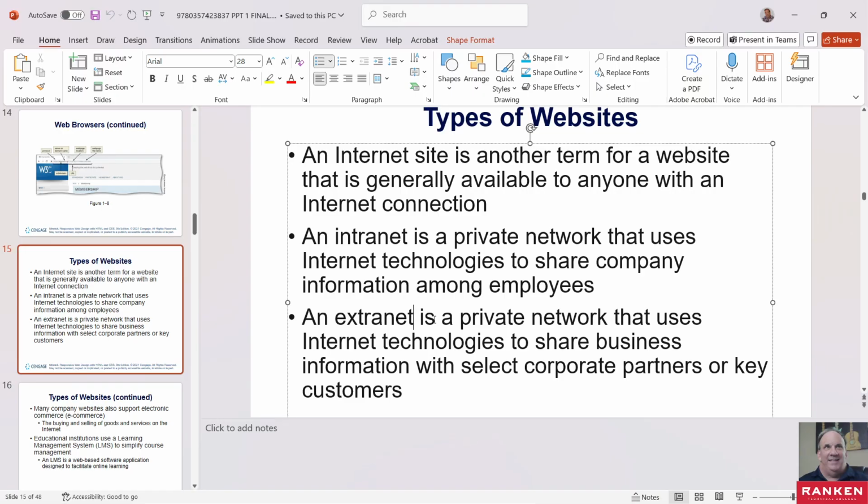An extranet is a private network that uses internet technology to share business information with select corporate partners or key customers. Say you have a company that sells widgets, and you have all these customers that buy the widgets. All the different companies that buy widgets are part of your extranet. They have access to some information, some web pages that are not on the internet. It's outside of your organization, and that's called an extranet.